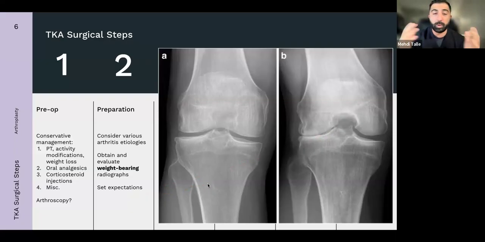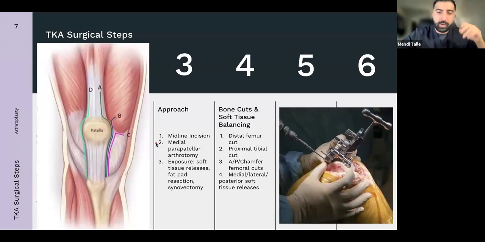Setting expectations for their postoperative course is also key, as total knees can be quite painful. Giving them a sense of what to expect in that regard, and getting things in place to set them up for success in the first few months after their surgery, are really vital parts of the surgical steps here. So now, giving you a general overview of the total knee surgical steps.